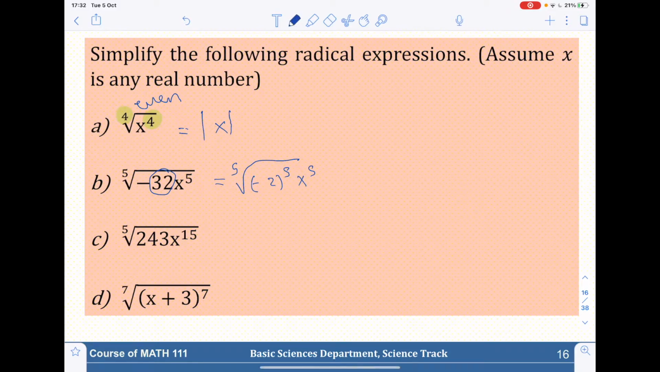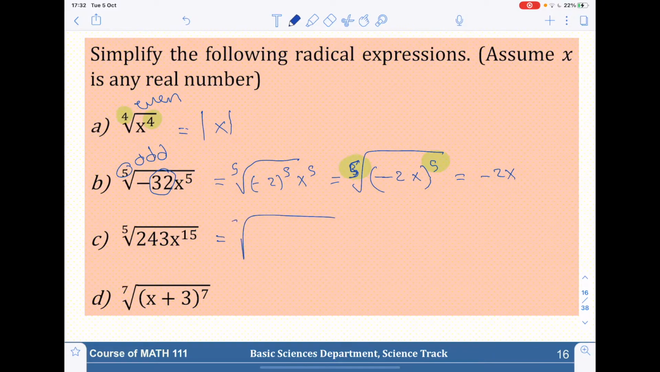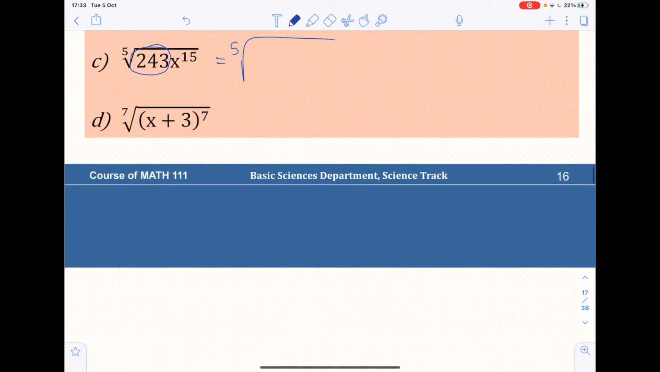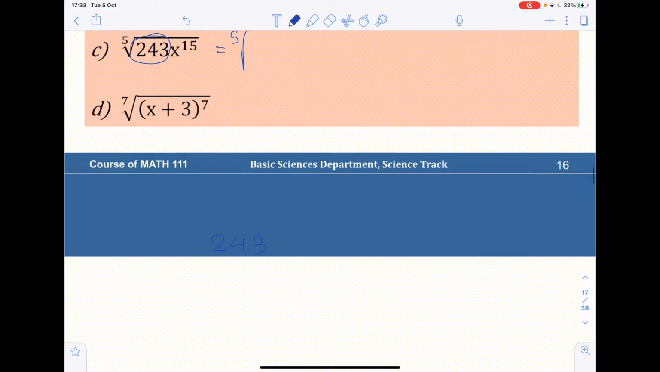Okay, going back to these examples, as you can see, I can write this as negative 2x all to the power 5 under the fifth root. Then I would cancel the root with the power, and I would be left with negative 2x. Since this is odd, I don't have to put the absolute value. For this one, the fifth root of 243, you might not know what to the power 5 is 243.